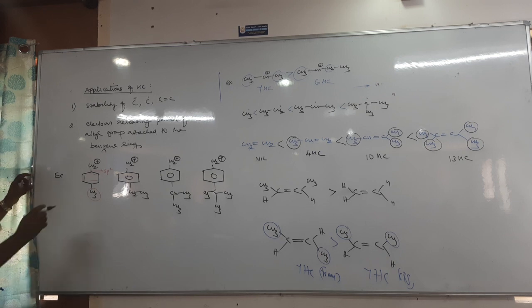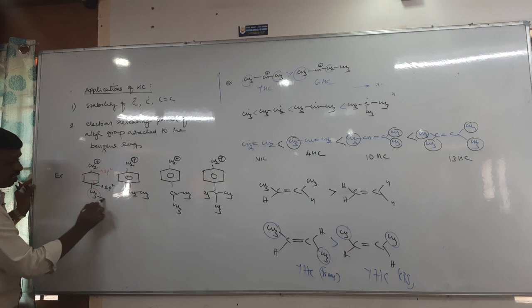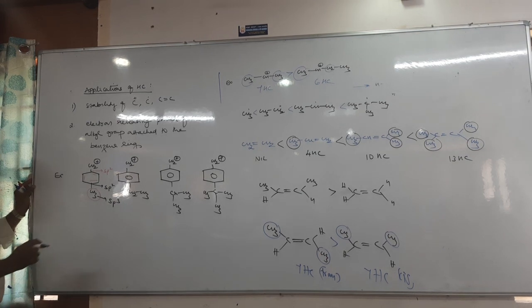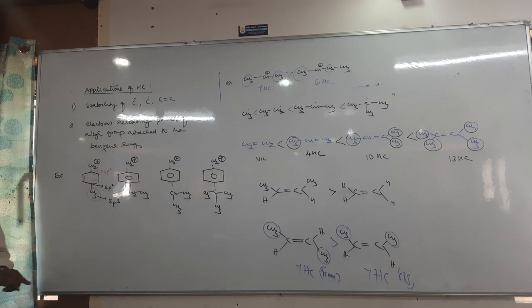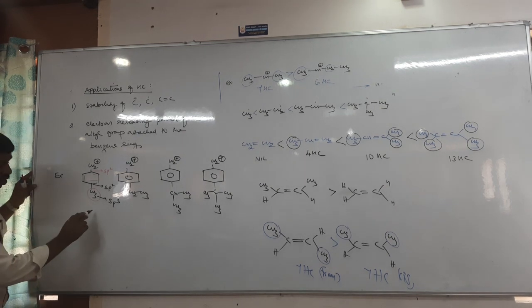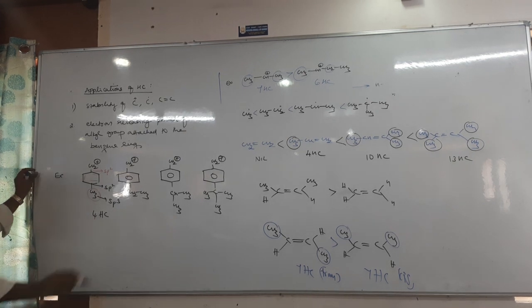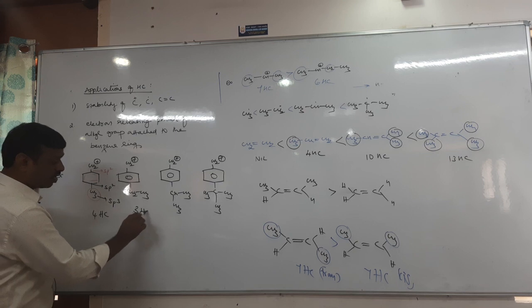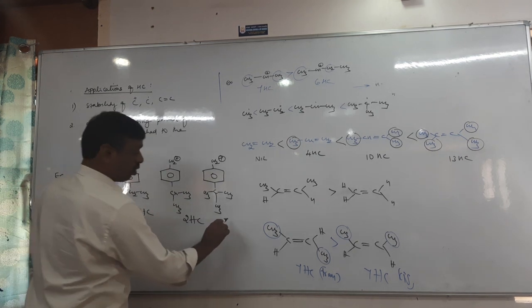Why? With respect to this, it is an sp2 carbon, and this is an sp3 carbon. An sp3 carbon attached to an sp2 carbon having at least one alpha hydrogen can exhibit it. That is the condition. Therefore here, 3 plus 1, 4 hyperconjugation structures are possible. Here 3 hyperconjugation structures, here 2 hyperconjugation structures, here no hyperconjugation.